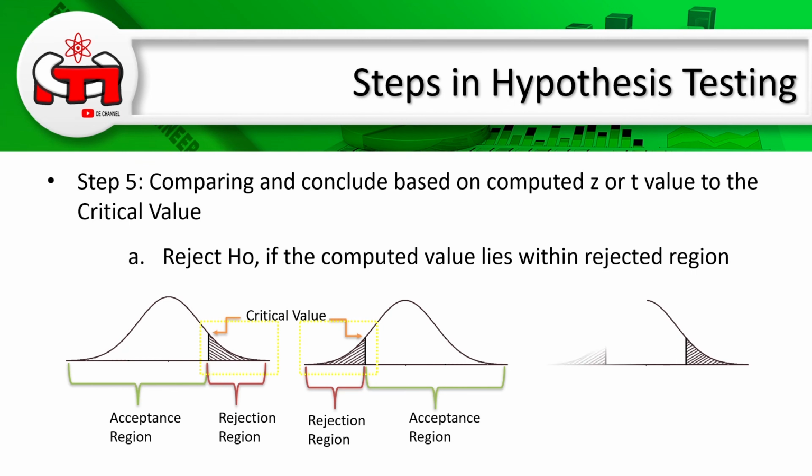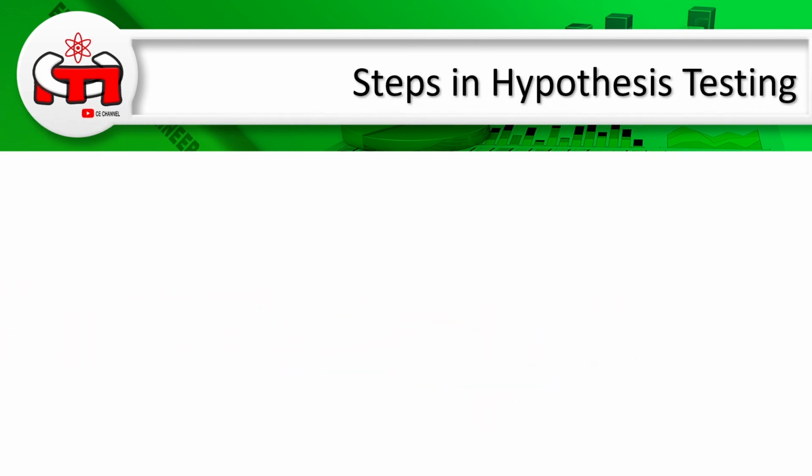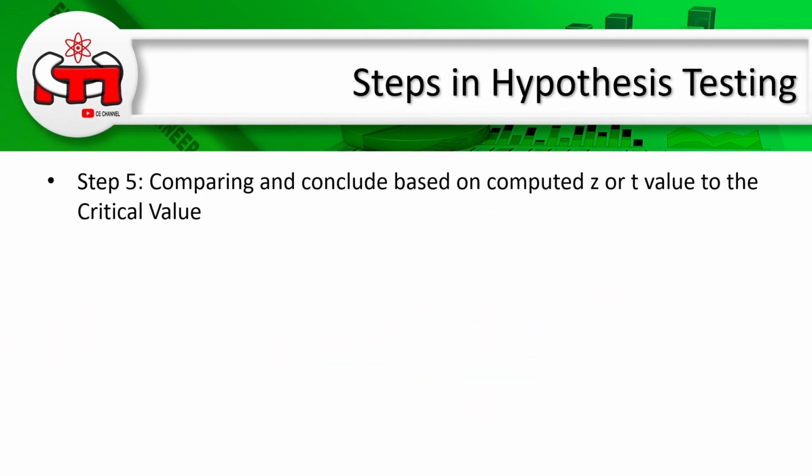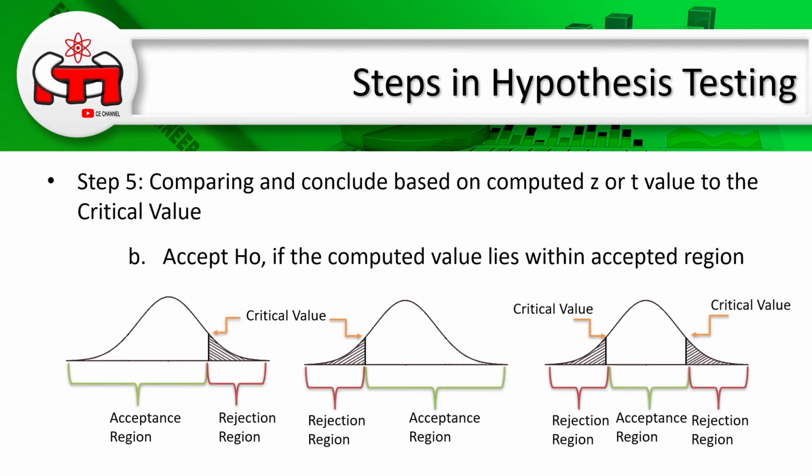If the alternative hypothesis uses equals, the rejection region is on both sides and the acceptance region is in the middle; the z or t table value is the critical value. Again, we reject the null hypothesis HO if the computed z or t value lies in the rejection region. The other way around, we accept the null hypothesis HO if the computed z or t value lies in the acceptance region.